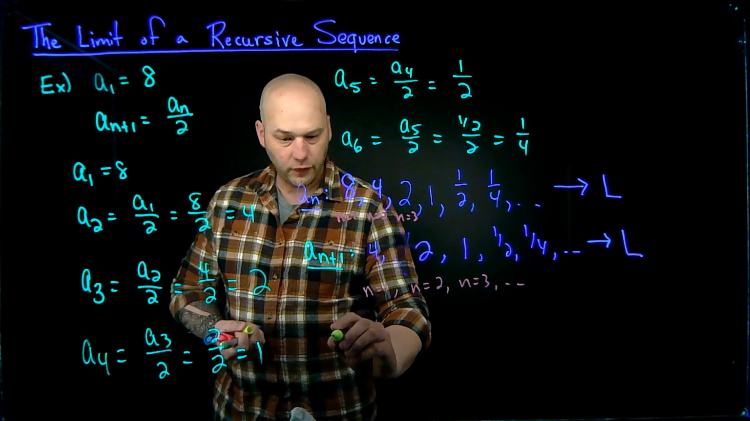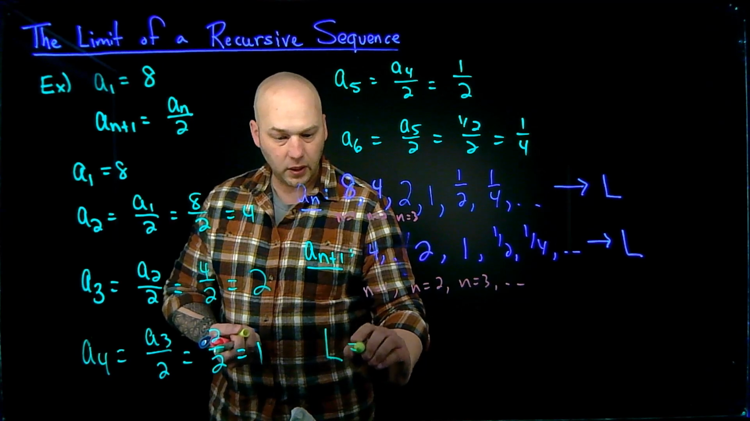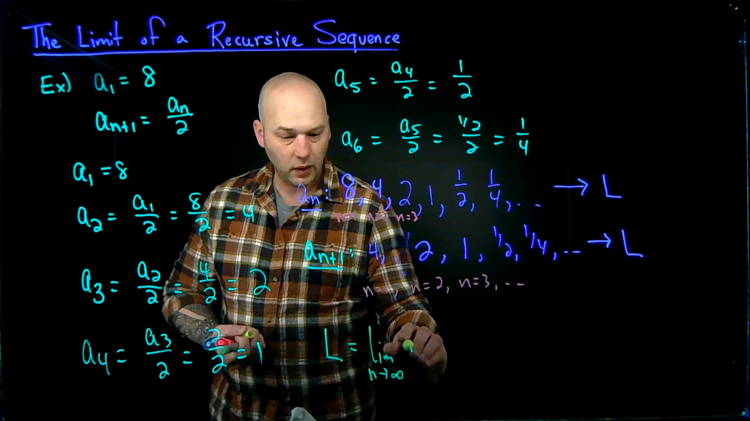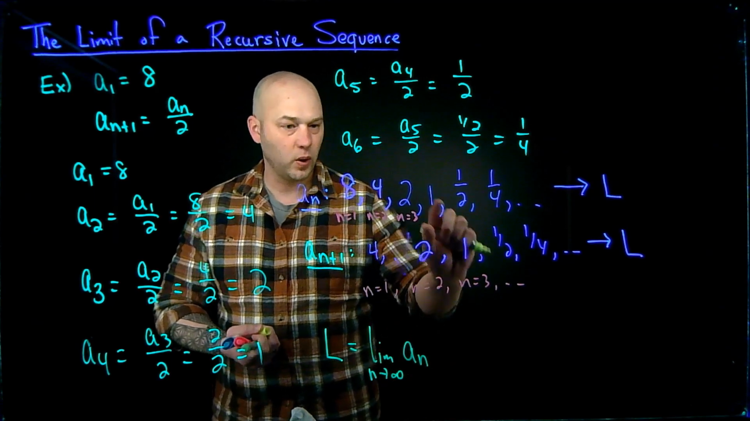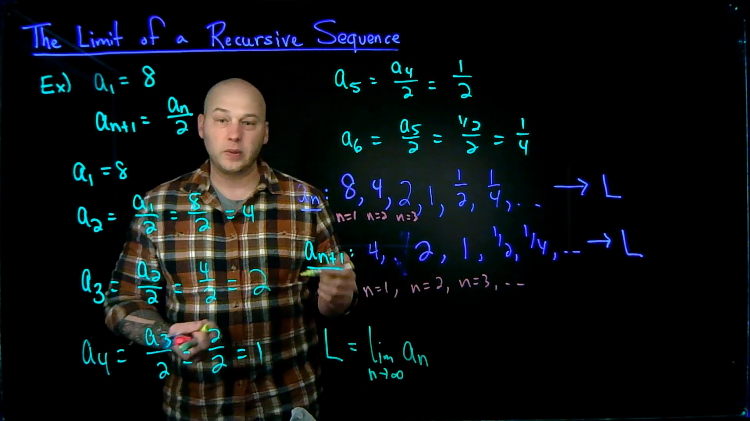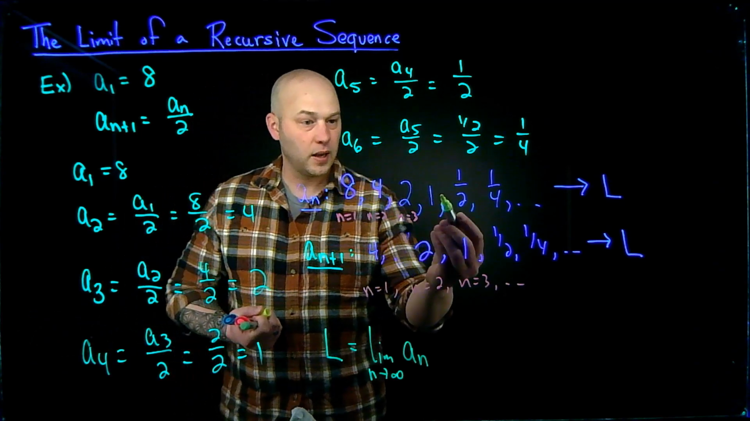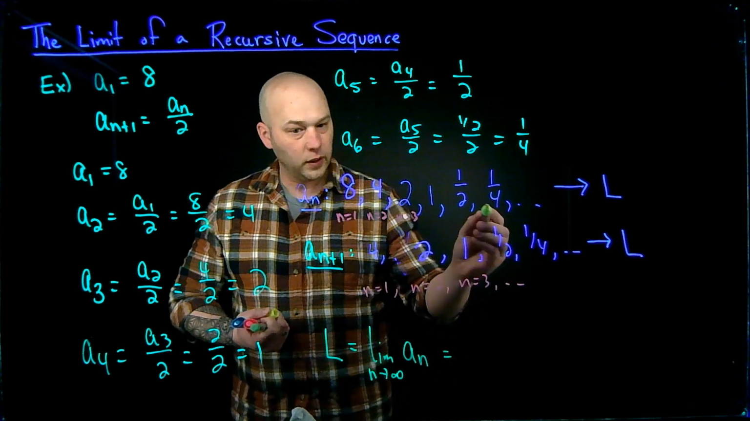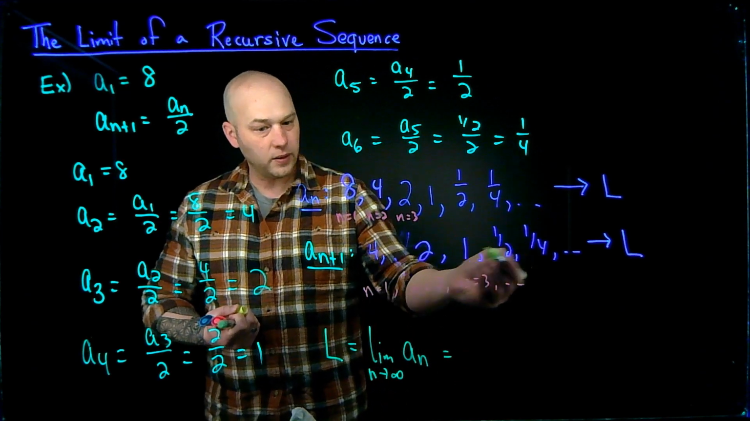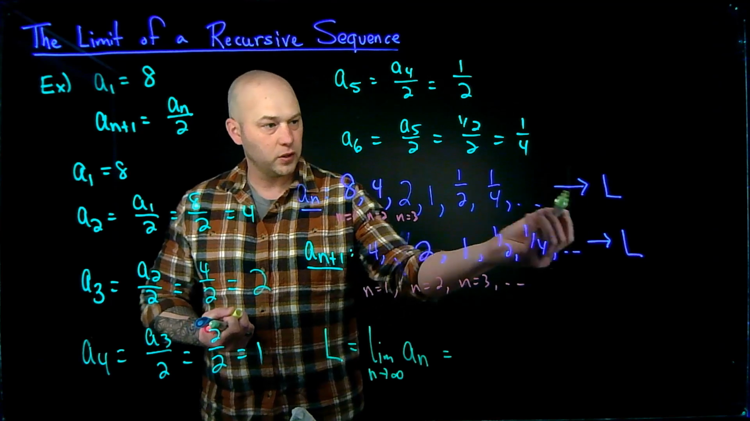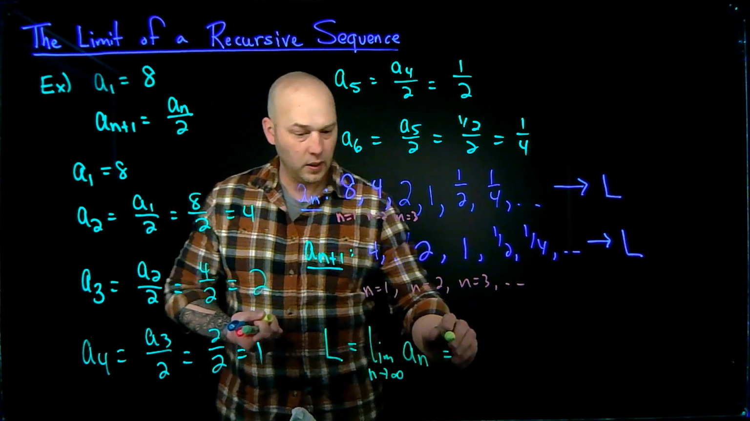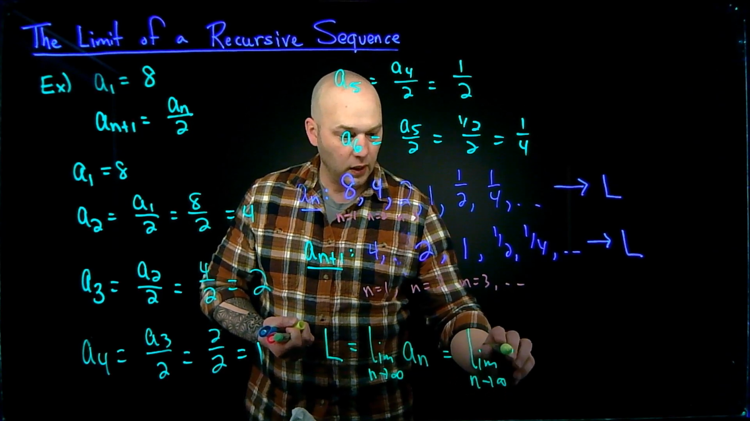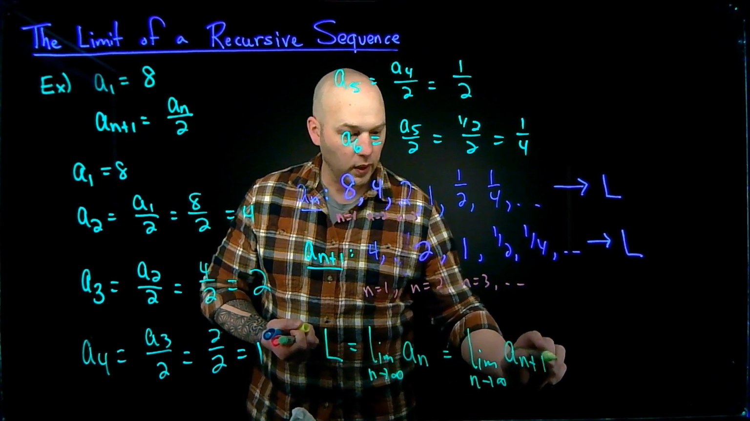I'm going to start as follows. L is equal to the limit as n approaches infinity of a sub n. So when we find the limit of a sequence, we take the limit at infinity, and we're saying that this converges to L. Well, looking at these two lines right here, we can see that a sub n converges to L. Well, so does a sub n plus 1. So this is also equal to the limit as n approaches infinity of a sub n plus 1.